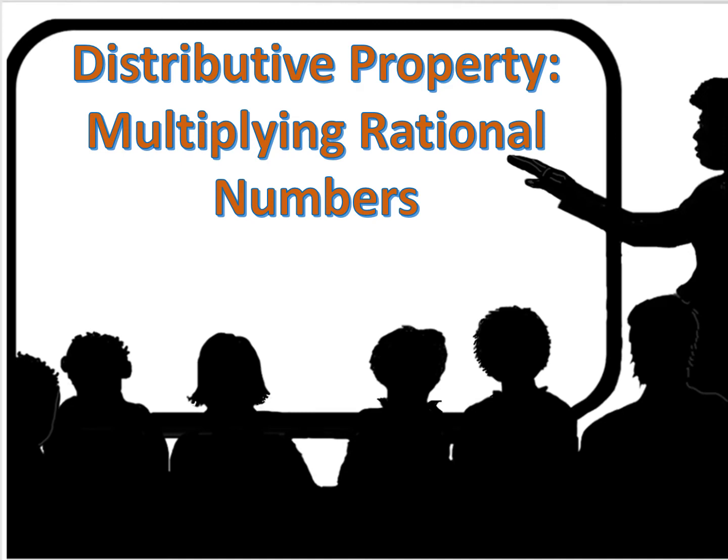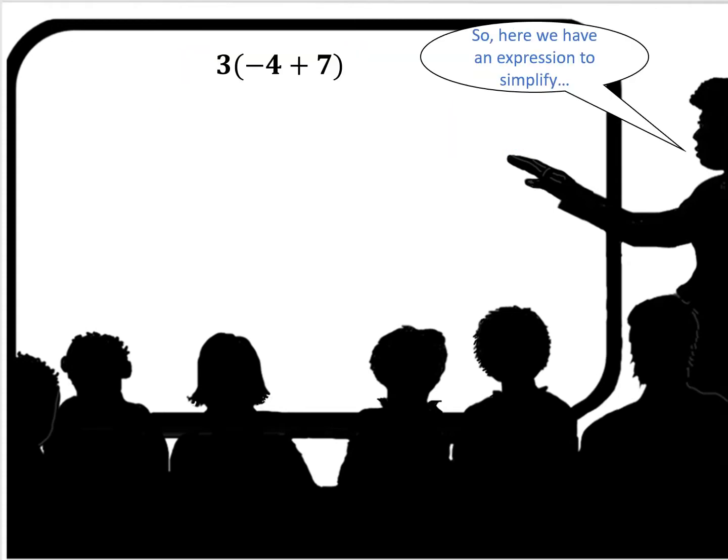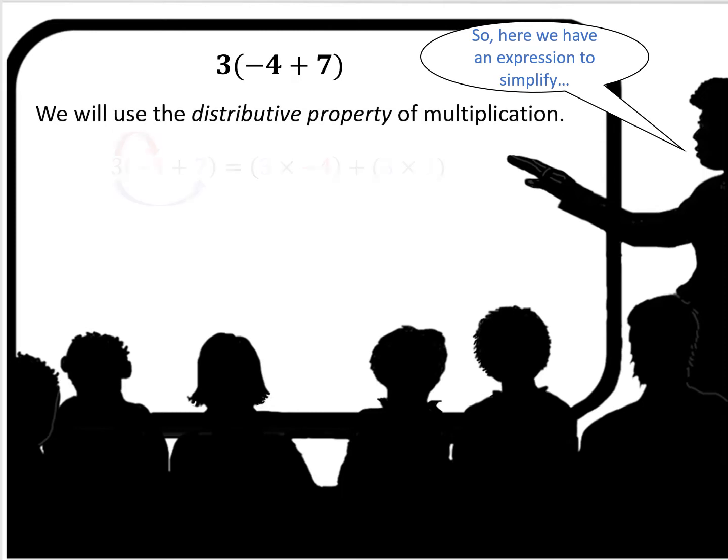Okay, this lesson video is on the distributive property, multiplying rational numbers. So here we have an expression to simplify: 3 times negative 4 plus 7. We'll use the distributive property of multiplication.